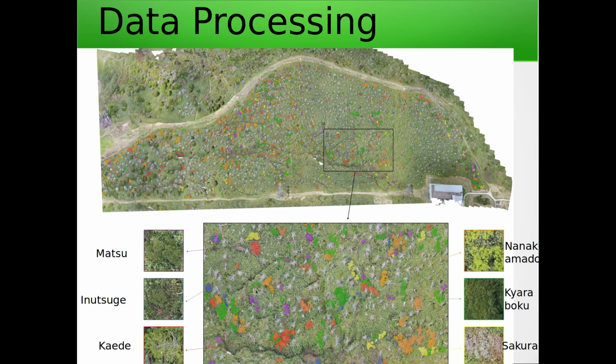So they marked manually where each bush of each species was, and then we built patches automatically, and we'll give quite a lot of detail about how we did that. So we have different species: Matsu, Inutsuge, Kaede, Nanakamado, Kieraboku, and Sakura. Kaede can also be referred to as mini Kaede. And in the following videos, we will take these patches, these small images corresponding to one of the 6 classes, and train a deep learning classifier to classify those images into the correct classes.